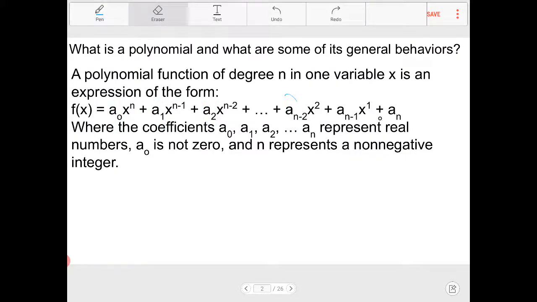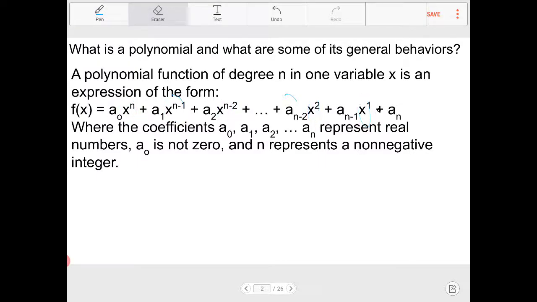The variables that the function takes on are usually in the form of x, but they don't have to be. It could be t, it could be any variable you'd like. The only restriction is the exponents. The exponents which the variable is being raised to have to be non-negative integers. So it could be 0, it could be any whole number, in other words. It cannot be negative.